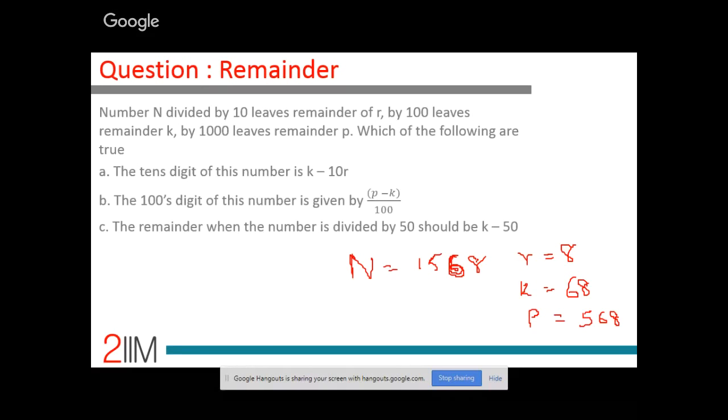The remainder when the number is divided by 50 should be K minus 50. This is true. In this number 1568 it works. 68 minus 50 works. But if the number were 1518, on division by 100 remainder will be 18. On division by 50 also remainder will be 18. If the number ends in 2 zeros, the remainder is 0. By 50 also the remainder will be 0, not minus 50. So it cannot be K minus 50 always. Some cases it is, some cases it is not. The only statement that's always true is statement B. A need not be true, C need not be true.